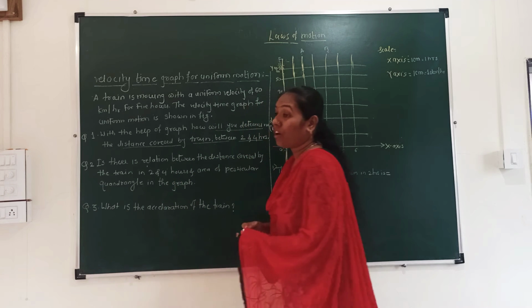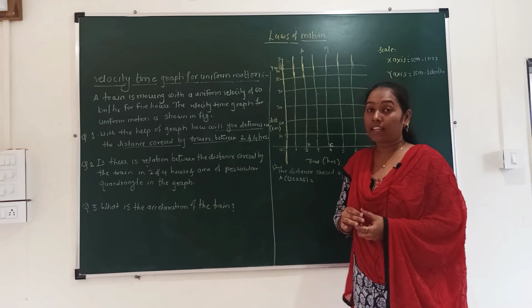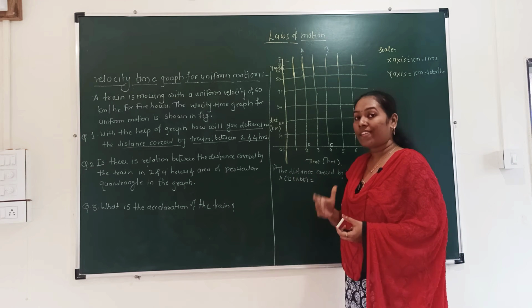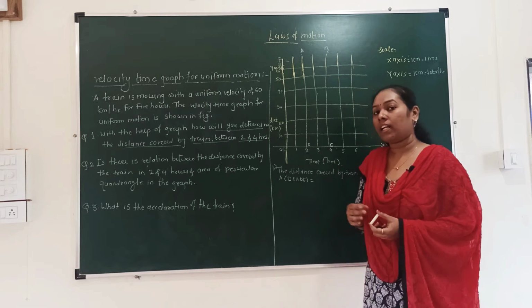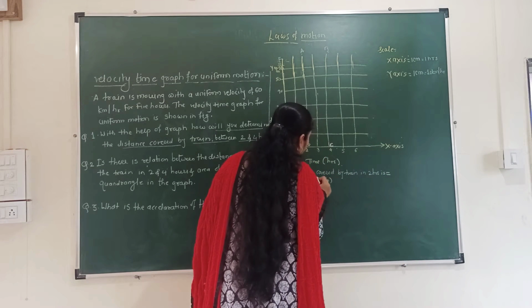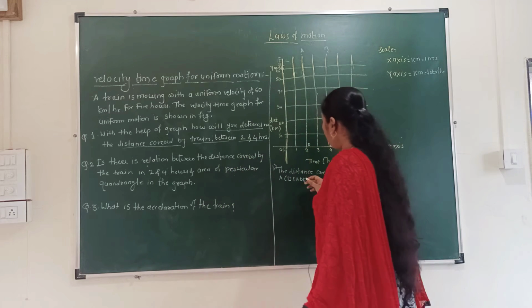What is the formula for a rectangle? How do we calculate the area of a rectangle? The area of a rectangle is length into breadth, so L into B. See, how much is the length here?